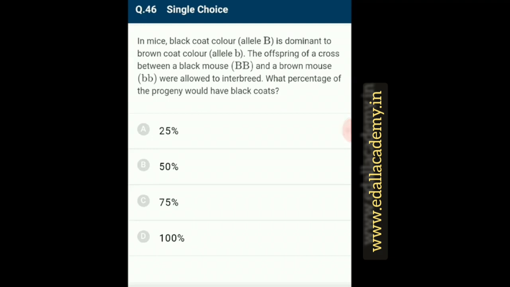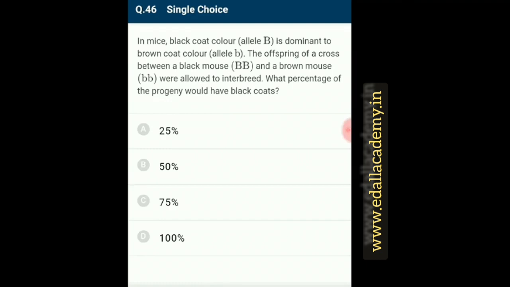Monohybrid cross is defined as a genetic mix between two individuals who have homozygous genotypes, or genotypes that have completely dominant or completely recessive alleles, which result in opposite phenotypes for a certain genetic trait. The phenotypic ratio and genotypic ratio of the F2 generation for a monohybrid cross come to 3:1 and 1:2:1.